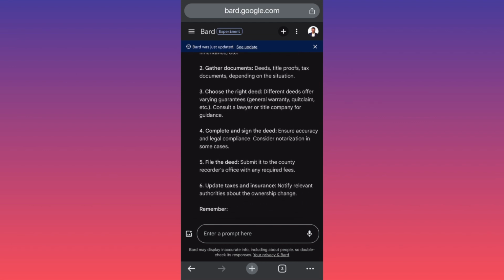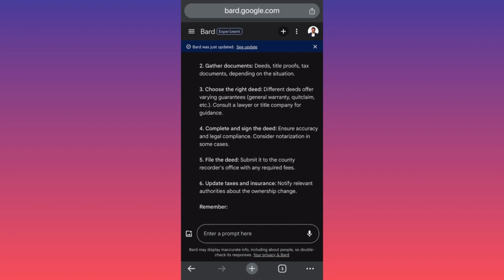The second thing is to gather the documents. So in this example, we have to gather the deeds, we have to gather the title proofs, the tax documents, and of course, depending on the situation, other documents might be required.